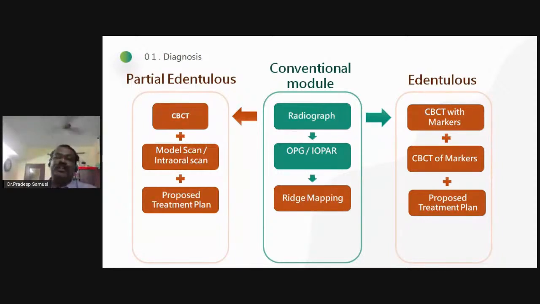But coming on to the digital side, anyway, we need some digital data. But what are the digital data we need? One is your CBCT. CBCT is the main data which we need, and the scan of the model or the intraoral scan. These are the two data that we need for the partially edentulous cases. Coming on to the edentulous full mouth rehab cases, there's a slight alteration. One is we need the CBCT data with the patient wearing the prosthesis. Apart from that, we need the CBCT data of only the prosthesis. So these are the slight variations. I'll briefly explain in the further slides.